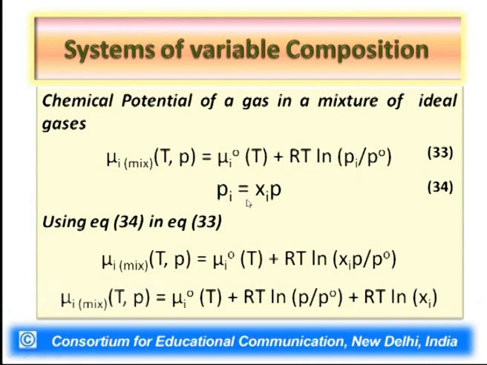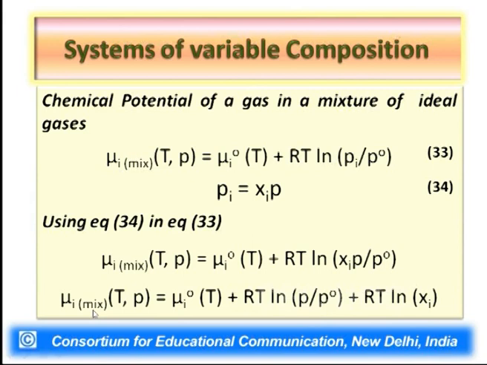pressure. And that partial pressure, according to Dalton's law, we can take as the ratio of partial pressure to total pressure equal to the amount fraction. So Pi equal to XiP. So all we can do is substitute the expression Pi equal to XiP, equation 34, in equation 33. What we get: mu i mix, temperature T, pressure P, equal to mu i standard T plus RT ln, instead of Pi, we have just written XiP by P standard.